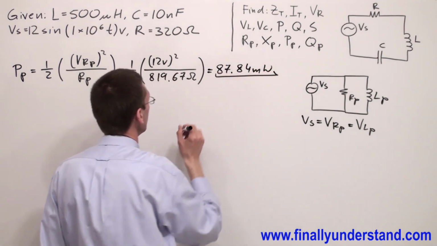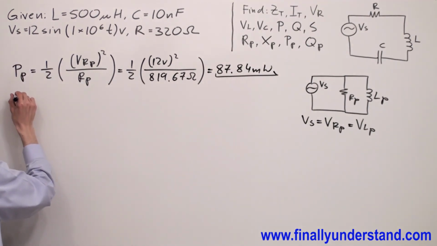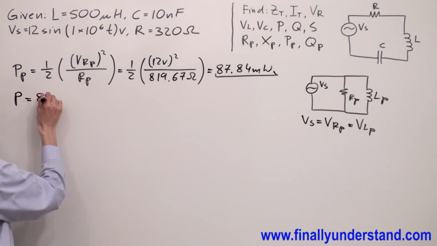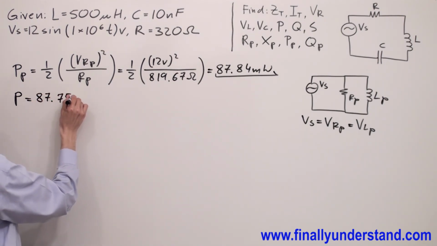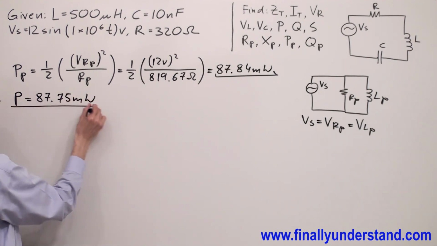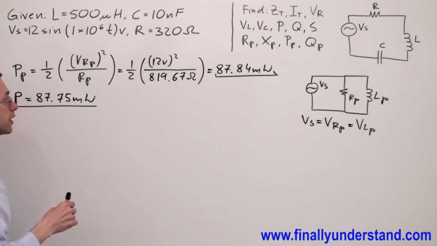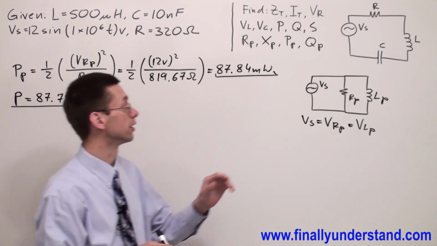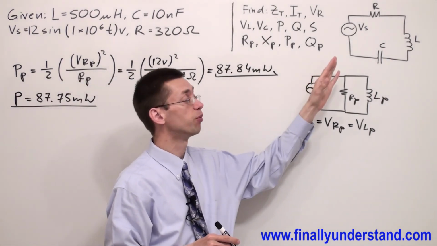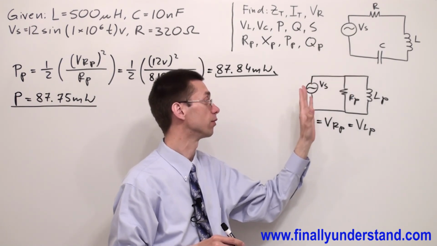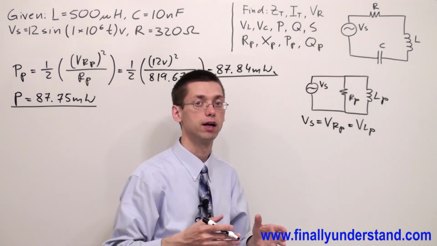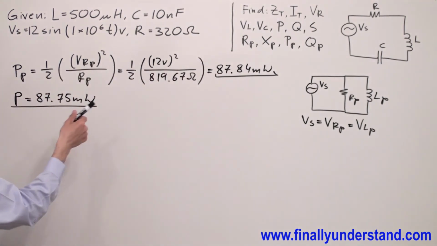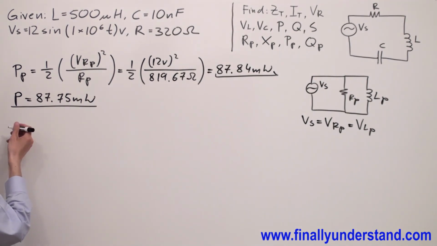milliwatts. Let me remind you that in the series circuit, P, we obtained 87.75 milliwatts. Please compare these two values. We can say that they're very close to each other. So it means that if I'm going to calculate the true power for my series circuit and true power for my parallel equivalent, the values of power are supposed to be the same. So we can say that they're kind of the same.